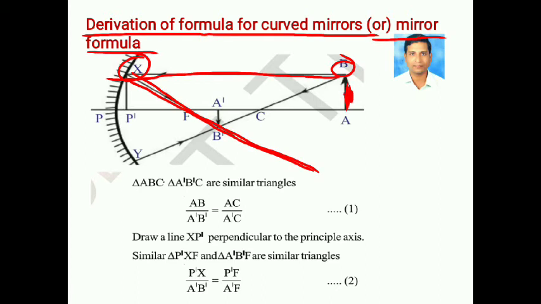Another ray starting from B passes through the center of curvature, strikes the mirror at Y, and gets back into the same direction.